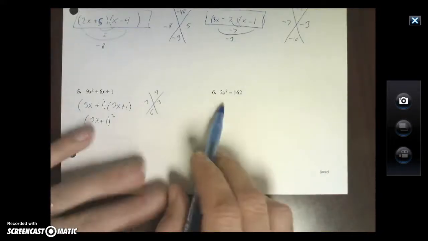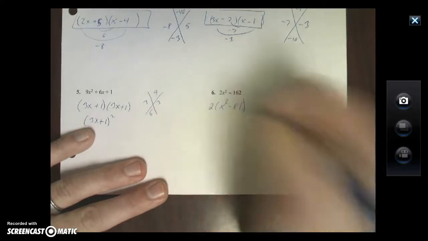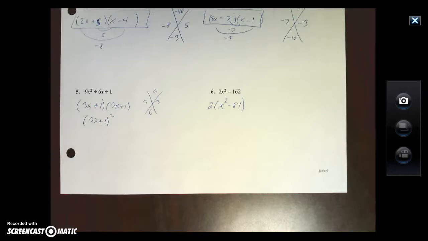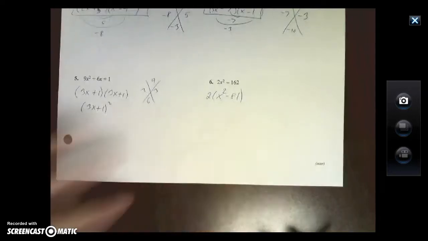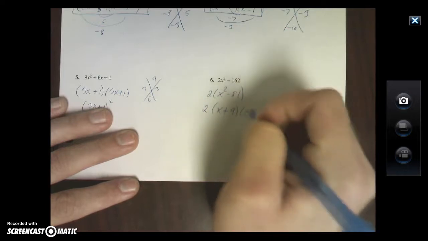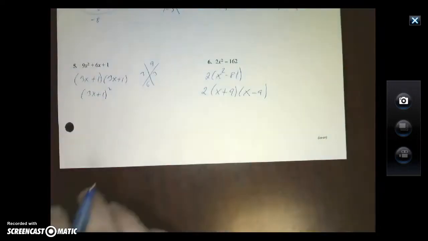Okay? Over here, take a 2 out. Left with x squared minus 81. This is a difference of squares problem. Okay? What we can do is 2, x plus 9, x minus 9, they're all set. Okay? Good deal.